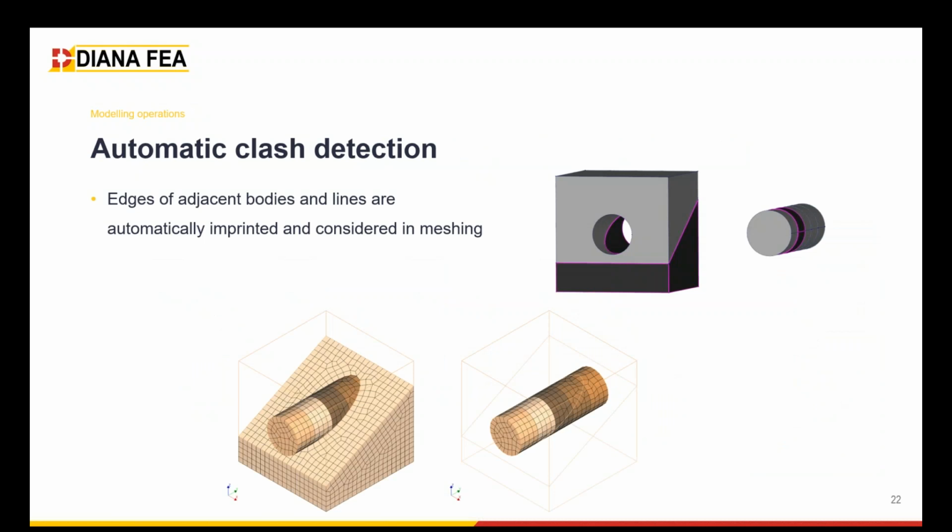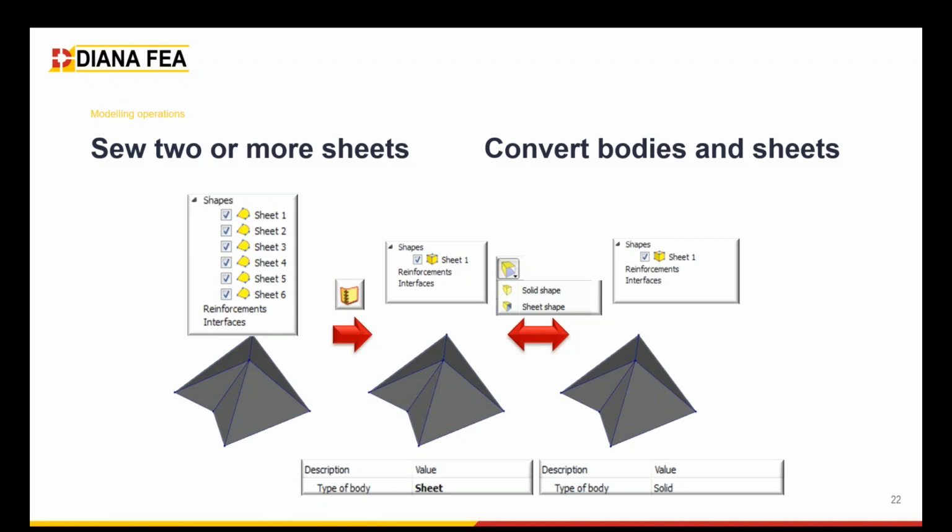We are using auto clash detection, so you don't have to worry about the nodal connectivity of the different components of your geometry interacting with each other. Diana automatically takes care of that for you, ensuring perfect continuity and connectivity. So no worries on that side.